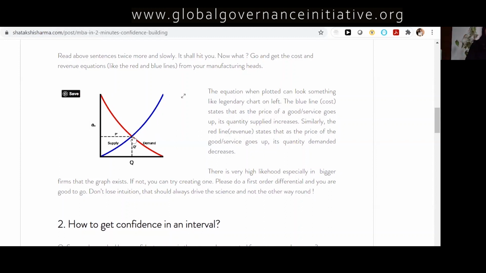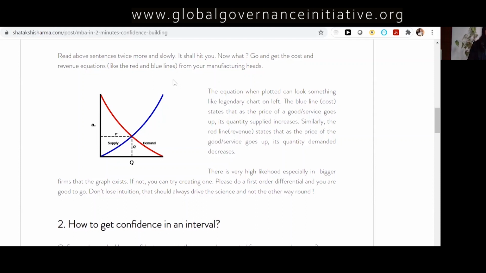The purple line is basically your supply line or the cost curve. Let me explain intuitively what these curves mean. The red line basically says as the price of the good goes up, the quantity demanded goes down. I repeat, as the price of the good goes up, the quantity demanded of it goes down. Intuitively makes sense. The purple line, or rather the blue line, says as the price of the good goes up, the quantity supplied of it will increase. Intuitively makes sense.